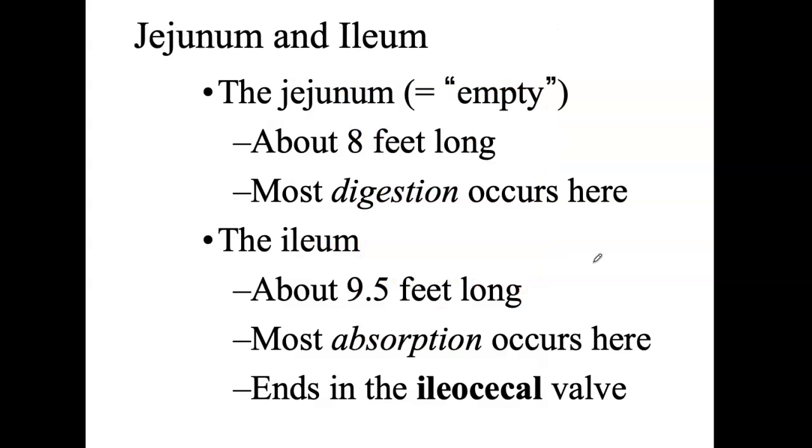So jejunum means empty. It's about 8 feet long, and most digestion occurs here. If we've pumped all those digestive enzymes from the pancreas in there, it's going to do a job of breaking that food down chemically. Okay, so break down, break down, break down until it gets to the next section, which is the ileum, which is even longer, 9.5 feet long, and this is where absorption is now happening. Okay, so first digestion and then absorption.